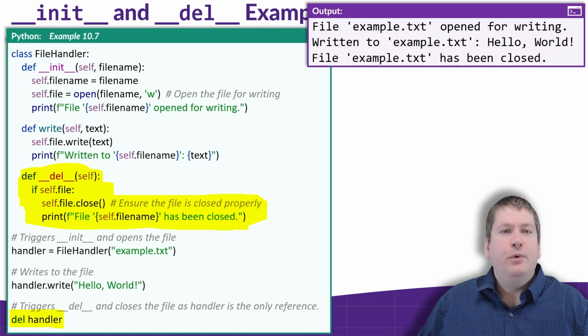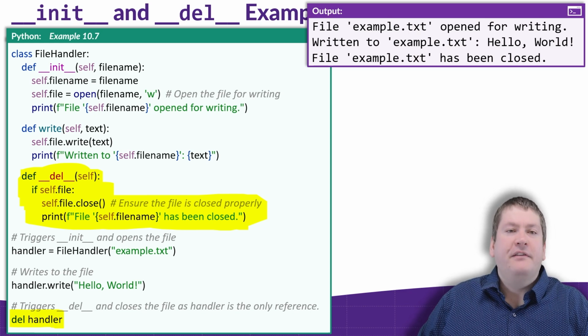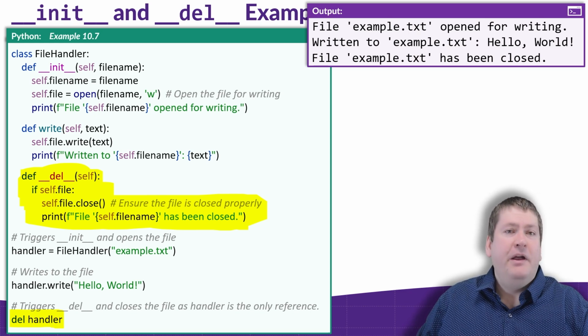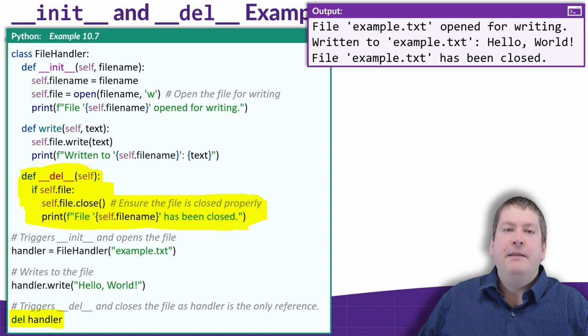The last line is a bit more interesting. We're using that delete keyword that we saw in the last video to delete the reference to the handler object. Because there's only one reference to this object in handler, when we delete this, there's no longer any references to the object, which means Python's garbage collector is going to destroy the object. Just before that object is destroyed, the delete method is going to be called. And what we do in the delete method is we close the file. It's always a good idea to close files when you're done writing to them. And then we output to the console, file example.txt has been closed.